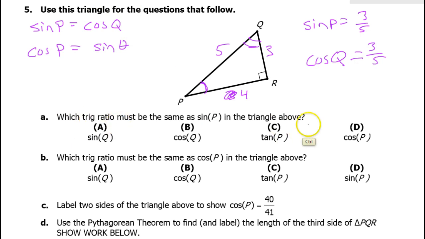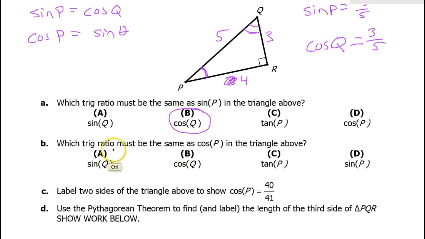So down here we're just looking for that to happen. What trig ratio must be the same as the sine of angle P? Well, it should be the cosine of angle Q. The sine of one angle will equal the cosine of the other acute angle. Which trig ratio must be the same as the cosine of P? Well, the cosine of P should equal the sine of the other acute angle, the sine of Q. So it should be this one.